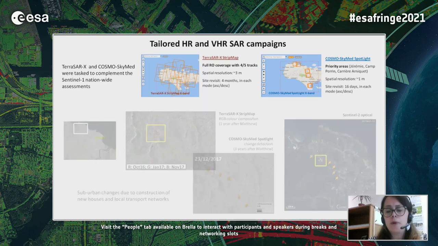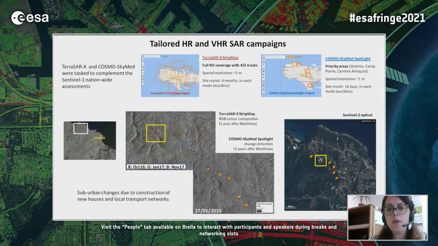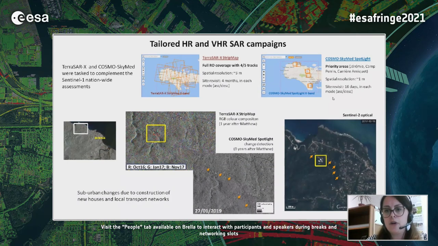These data were processed outside JEP, but helped to gather a more detailed understanding of the local processes, especially urbanization and construction of new roads and transport networks that then should be monitored with attention.